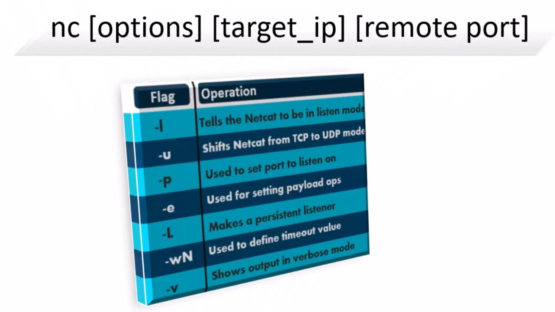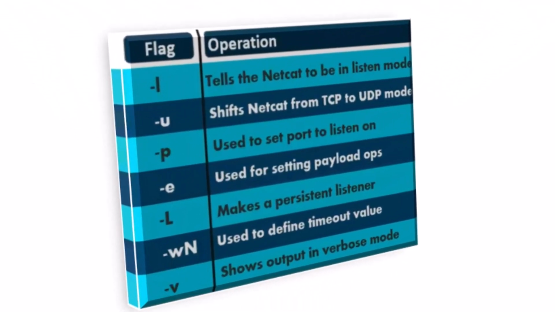So let's see examples of these. These are some of the flags that we have. We have -l that tells Netcat to be in listening mode. Remember we said there are two modes: one will be doing the listening and one will be doing the initiation. So you can put it in listening mode by typing netcat with the -l option. We also have -u, which is going to shift the mode from TCP to UDP.